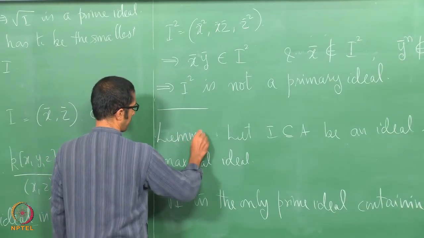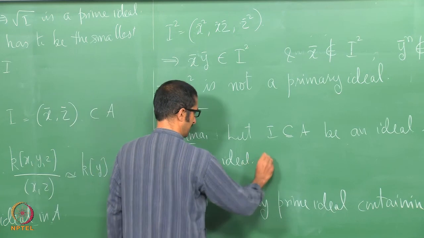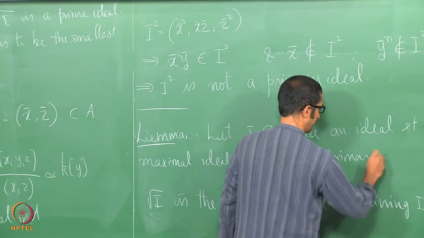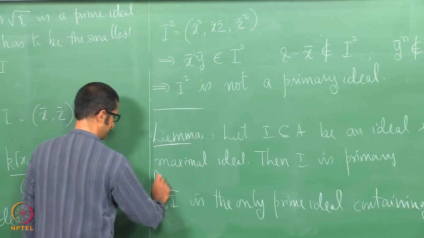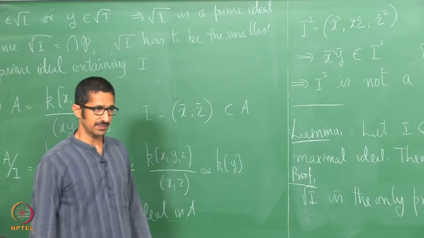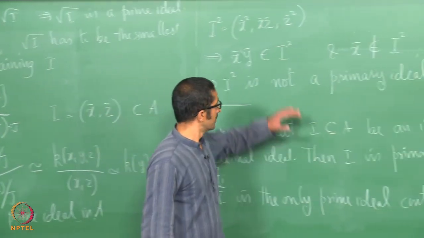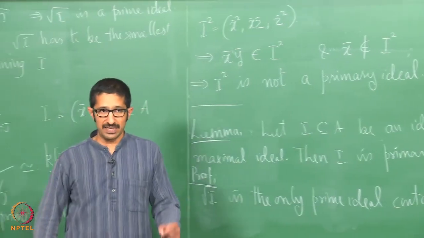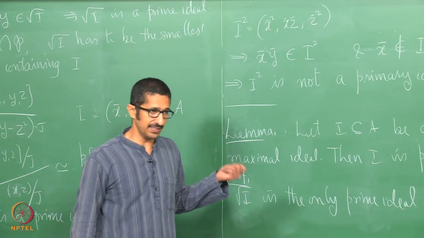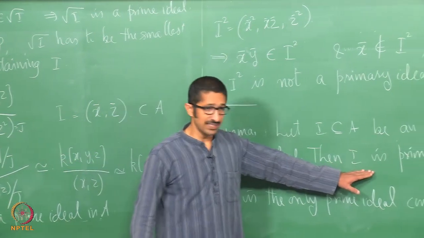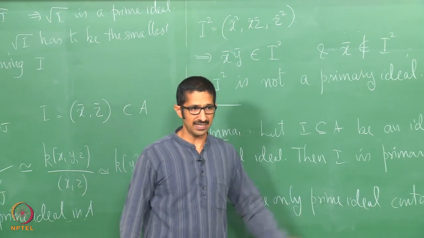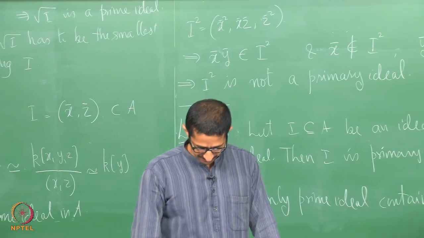So, what we have proved here is that if the radical of I is maximal, then I is primary. Radical of I is a prime ideal does not imply that I is primary, but what we are proving here is that if the radical is a maximal ideal, then yes, the ideal is a primary ideal.